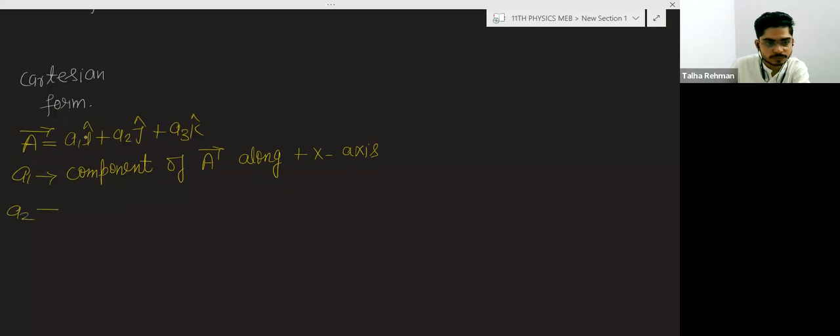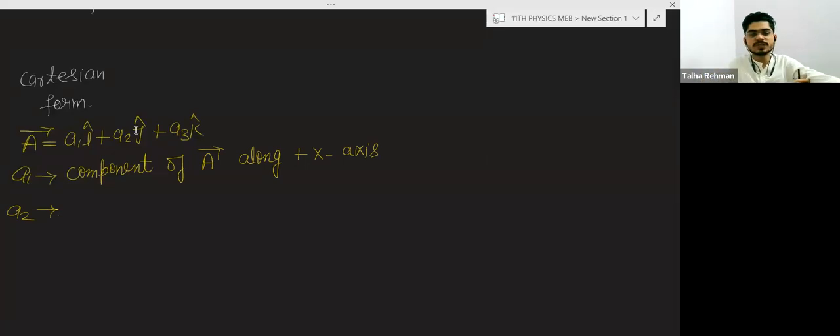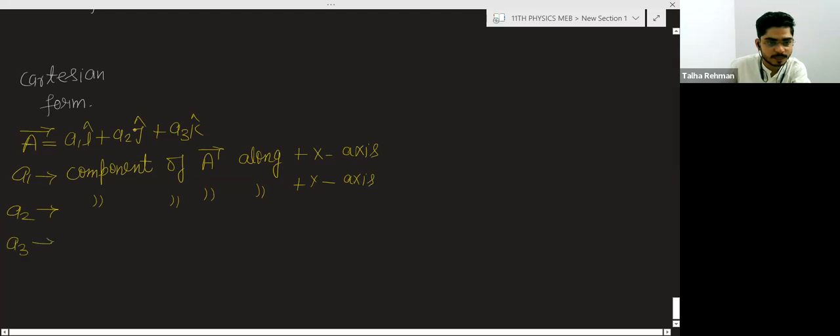A2 j cap: here j cap represents the positive y-axis. So A2 is the component of the vector along the positive y-axis. Similarly, you can write A3 is the component of the vector along the positive z-axis.